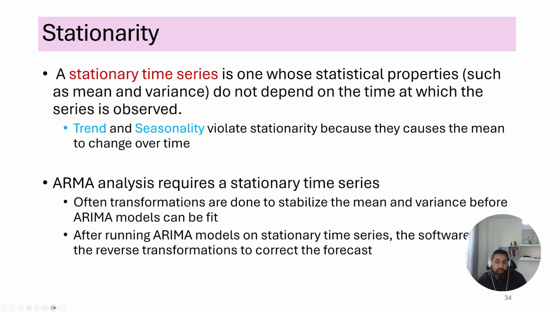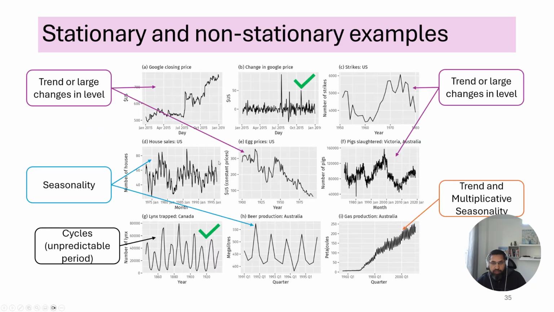Now, if your time series is not stationary, transformations are done to stabilize the mean and variance before the model is fit. And then after running the model, when they do the forecasting, they can undo those transformations and you still get a proper forecast. So we really don't have to worry about it too much. So let's look at 9 examples and see which ones are stationary. Stationary means, for most practical purposes, the mean and variance are not going to change over time.